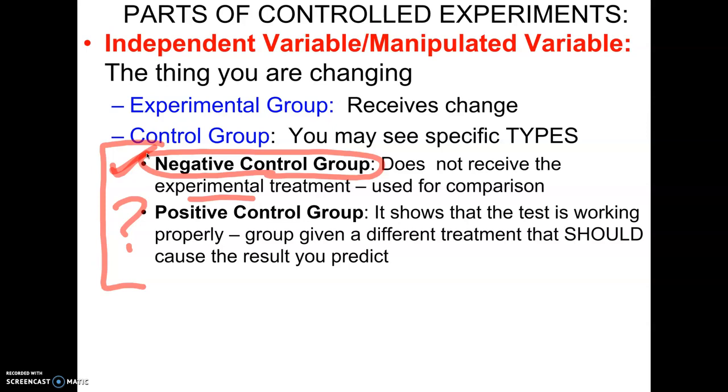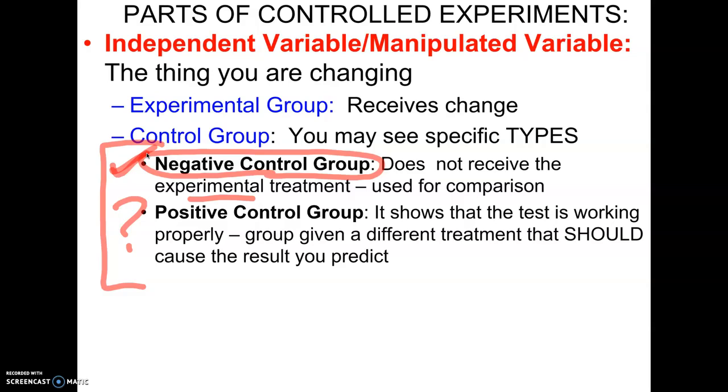So a positive control group, it sort of shows you that your experiment is working properly. It's a group that's given a different treatment that you know will cause the desired change. Now, that may not make a whole lot of sense. And honestly, I would say for the experiment that we were talking about with music, there really isn't a way we could come up with a good positive control group on that experiment.